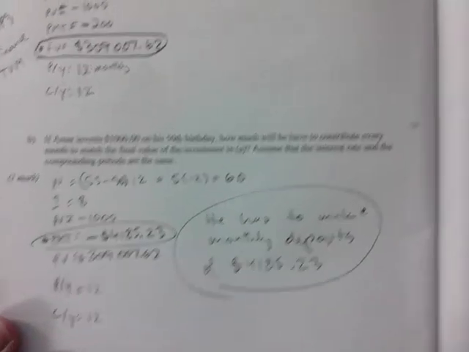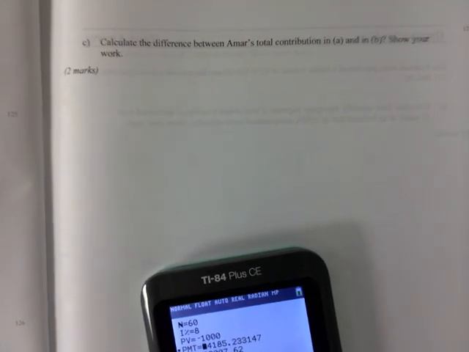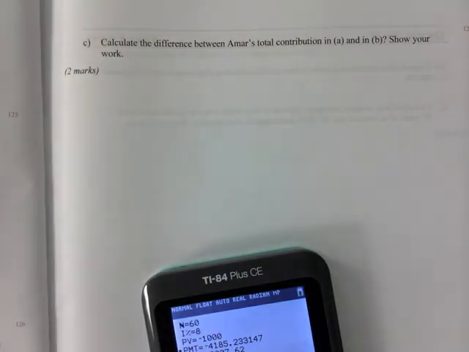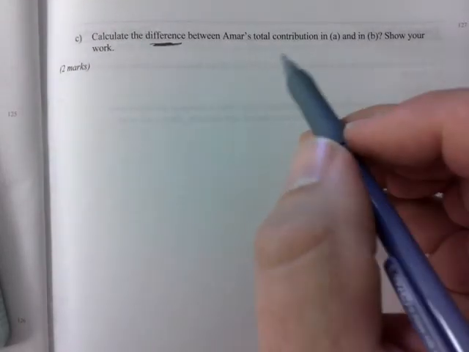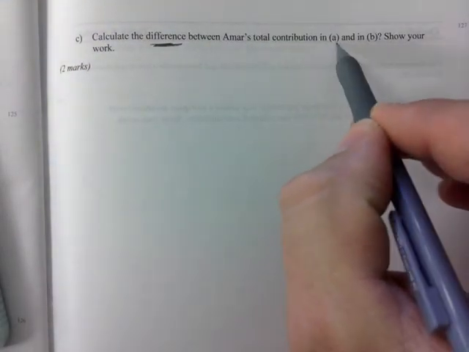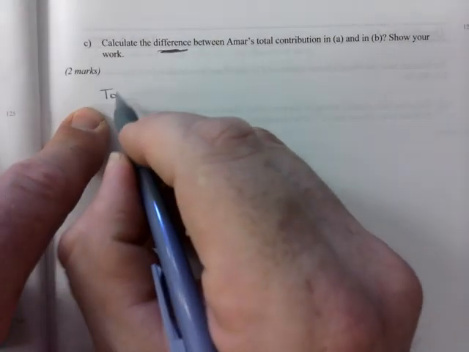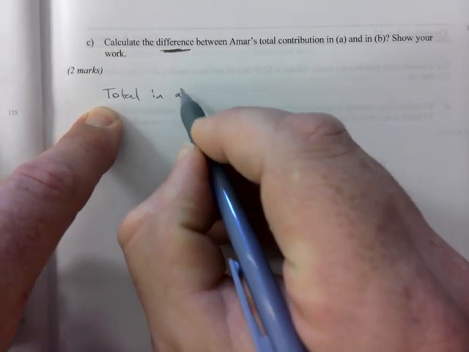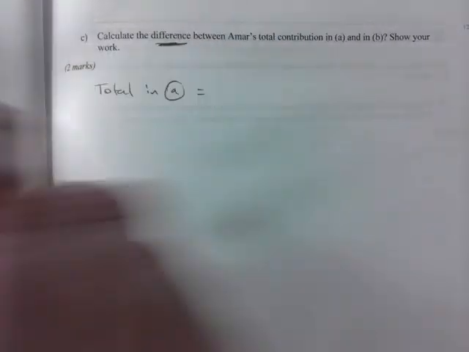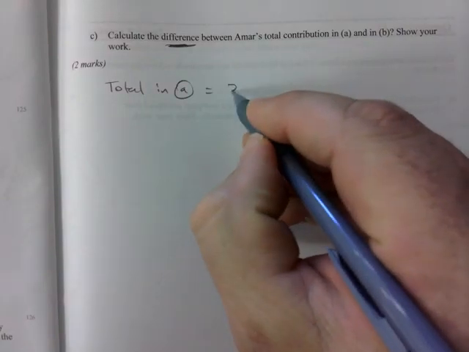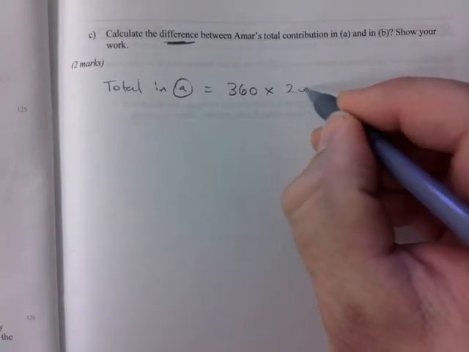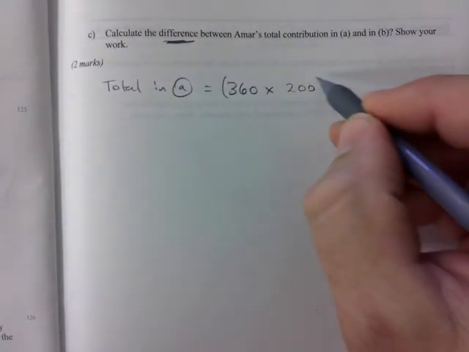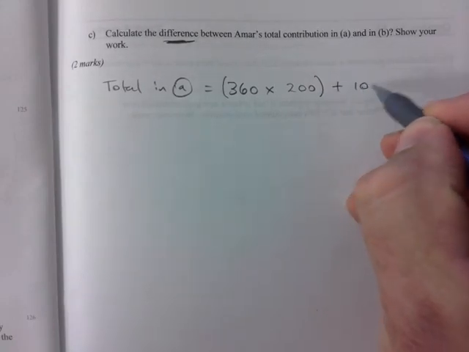C, calculate the difference between Amar's total contributions in A and in B. Show your work. Okay, the difference is you have to subtract between total contributions in A and in B. Total in A, and part A would be what? You go back, you made 360 payments of 200 bucks, right? These are all your payments, plus the $1,000 you put in.